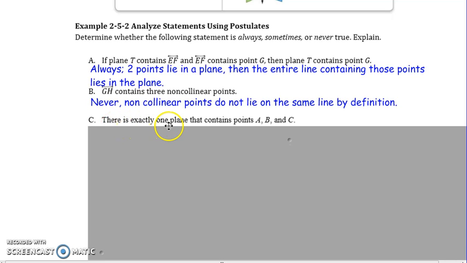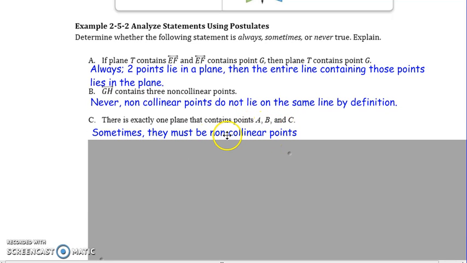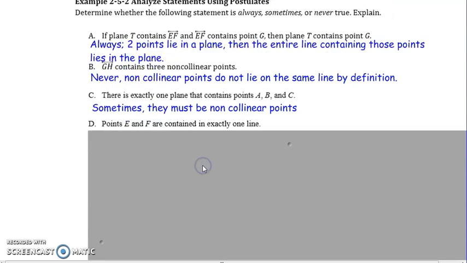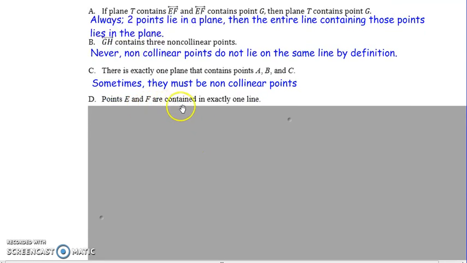There's exactly 1 plane that contains points A, B, and C. Sometimes, but they must be non-collinear points to make a plane. So we have to say sometimes, because it's not always; it depends upon whether those points are collinear or not.